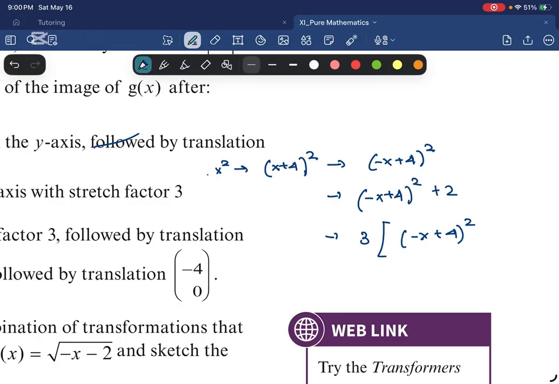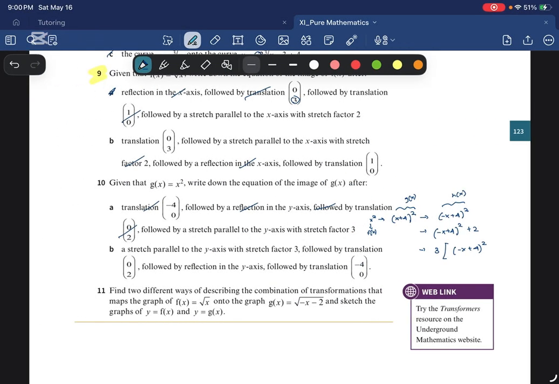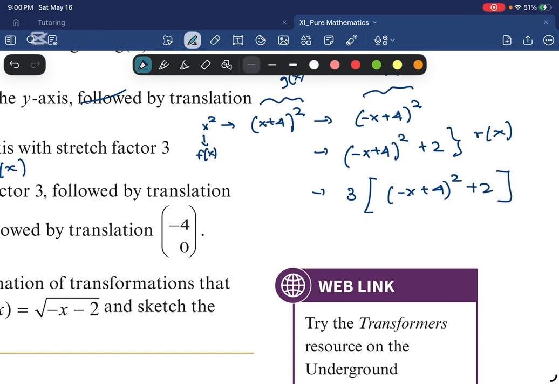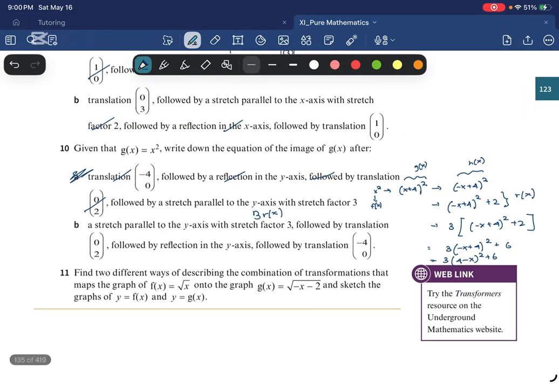So after every step, this is f of x. Imagine this is g of x. This is h of x. And then think you're applying the transformation to the final function. So if this is my function r of x, then stretching parallel to the y-axis is just 3r of x. So 3 times r of x is this expression. So it's 3 minus x plus 4 squared plus 6. That is going to be my answer. So the textbook writes it as 4 minus x squared plus 6. It's the same thing. All right, we're done with A and B.